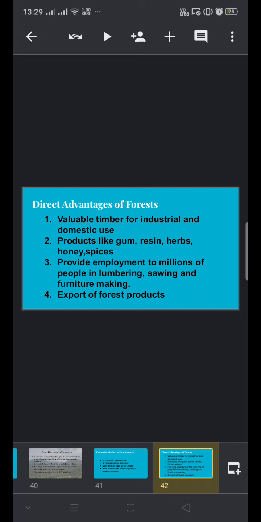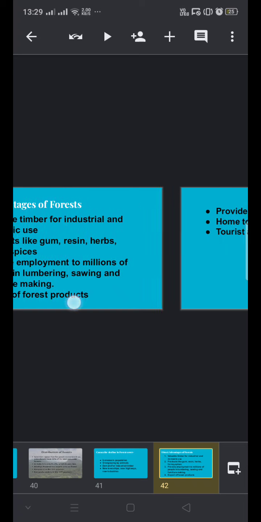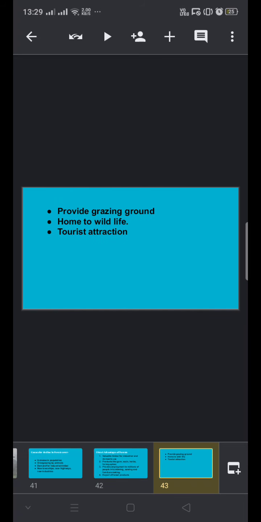Forests provide employment to millions of people in lumbering, sawing and furniture making, and export of foreign products. Forest products are also helping us to earn foreign exchange. So this way the forests are helping us a lot. Apart from that, forests are grazing ground. They are home to the wildlife.